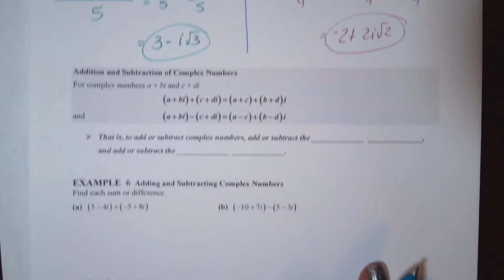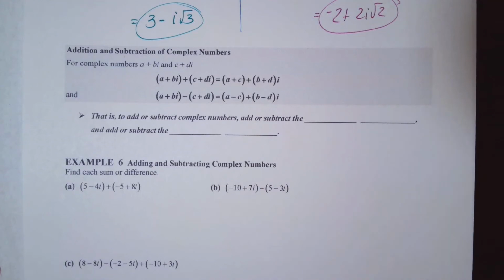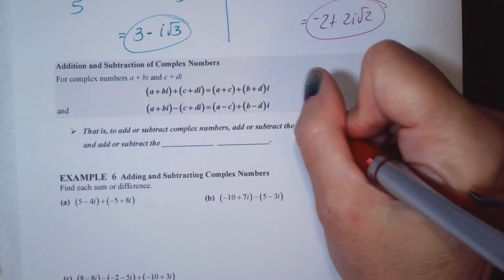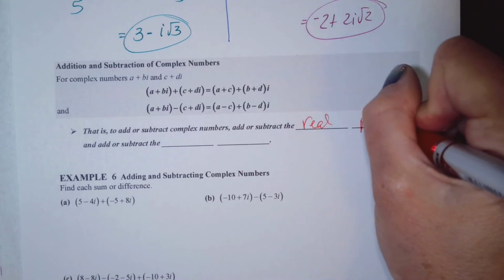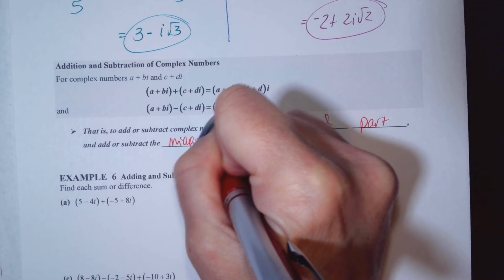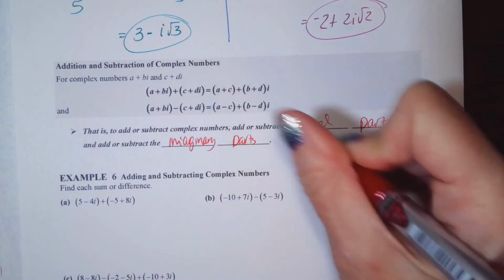Now when I'm adding and subtracting complex numbers, really all you need to remember is that you add or subtract those real parts, and then you add or subtract the imaginary parts. You're just combining like terms.